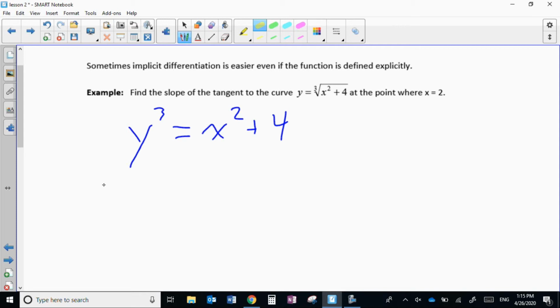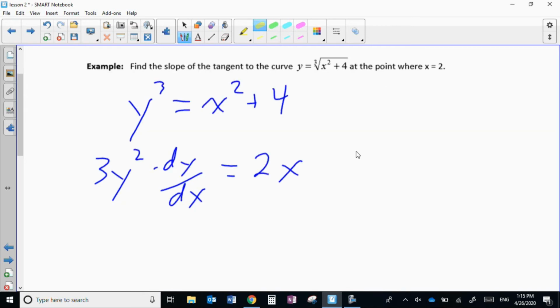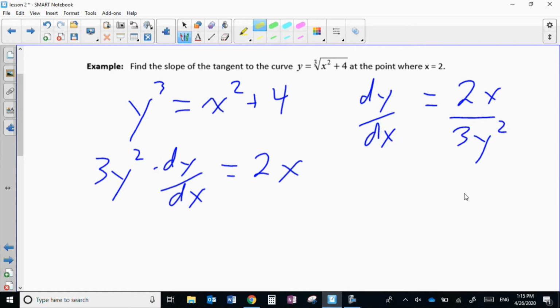I get derivative of y cubed is 3y squared times dy by dx. The derivative of x squared is 2x, and of course the derivative of 4 is 0. So that means that dy by dx is equal to 2x divided by 3y squared. Now I want to know the derivative where x is equal to 2, so I have one of two choices here. Either I can take my y squared value here, and replace it with the cube root of x squared plus 4. Or I can do this.